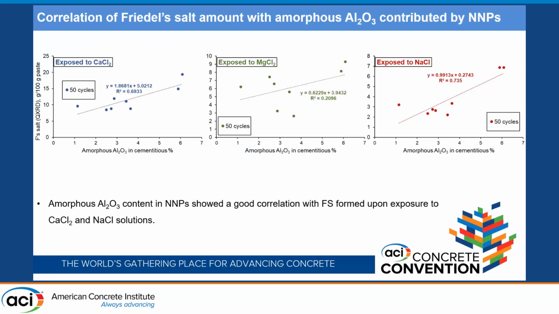Also, we wanted to see how the formed Friedel salt amount can be correlated to the amorphous alumina content contributed by those materials. You can see that in the case of calcium chloride and sodium chloride, there was a good correlation. It really has some significance in predicting the Friedel salt formation, but in the case of magnesium chloride, the correlation was pretty bad.